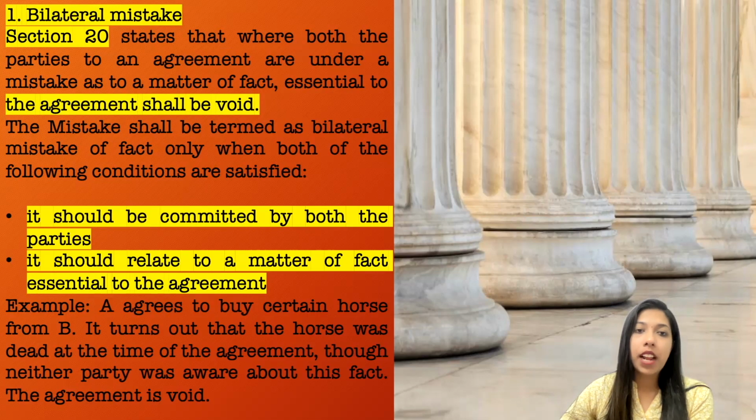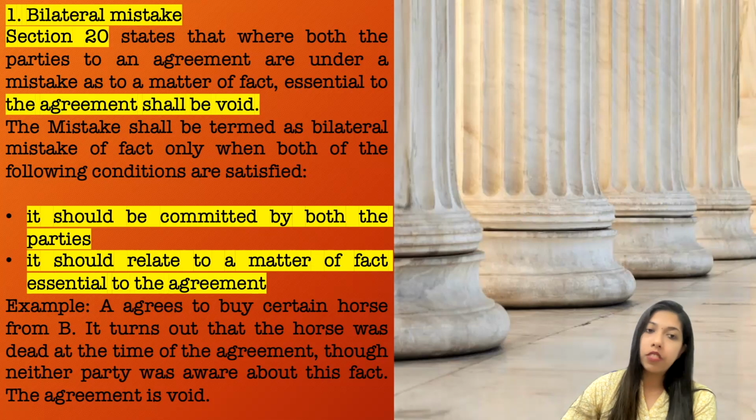The mistake shall be termed a bilateral mistake of fact when both the parties satisfy these two conditions. The first is that it should be committed by both the parties together. And it should relate to a matter of fact essential to the agreement. It should be an essential element of the particular agreement. I'll tell you an example. For example, a person agrees to buy a certain horse from B, and it turns out that the horse was dead at the time of the agreement.